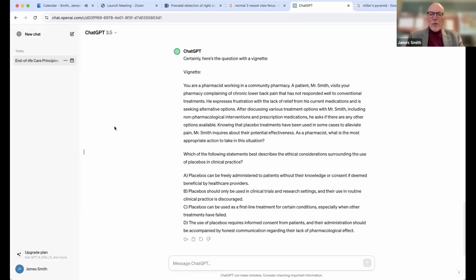So for instance, when I construct vignettes for test items, sometimes if it's late at night, I'm just tired and I can't think of a clinical scenario. So I might put in, what is a clinical vignette related to the neuro ICU in a patient that has a stroke or something like that. Some ideas pop up, which I can then take and construct some question around. I've never copied and pasted any of the questions, and I probably wouldn't, no matter what.